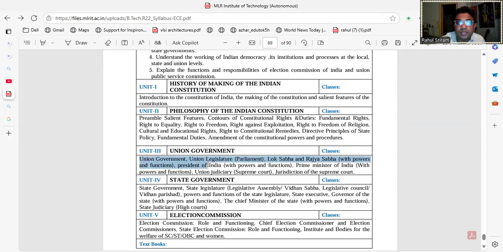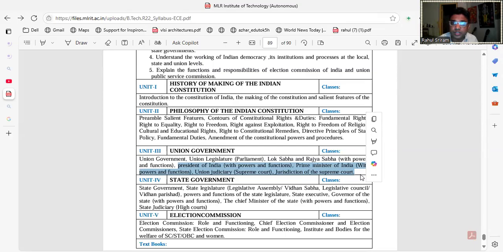Philosophy of the Indian Constitution. The second chapter is the history of the making of the Indian Constitution. Third is the Union government, fourth is the state government, next is the election commission. The Union government has Lok Sabha and Rajya Sabha, that is Parliament. Union legislature means Parliament. The powers and functions have to be learned. President of India, powers and functions, Prime Minister of India, powers and functions. Union judiciary is nothing but the Supreme Court and the decisions of the Supreme Court.